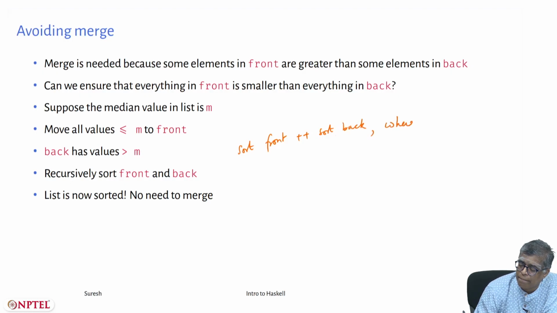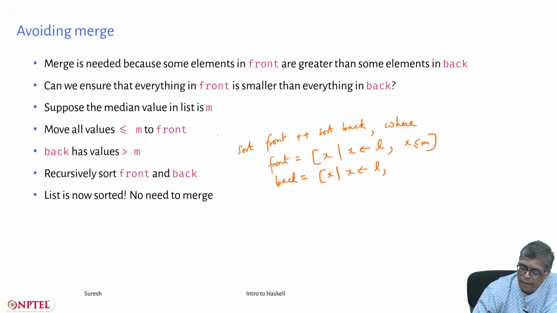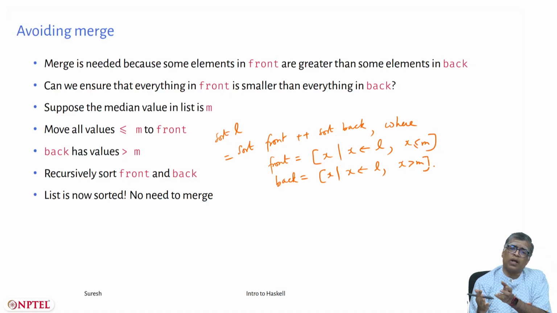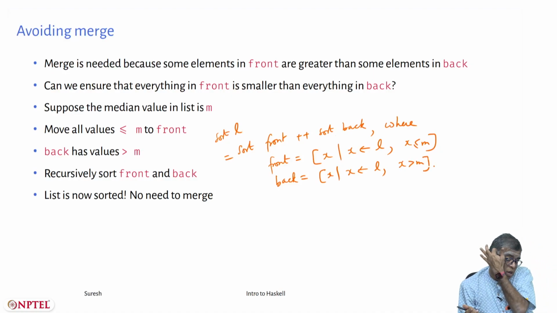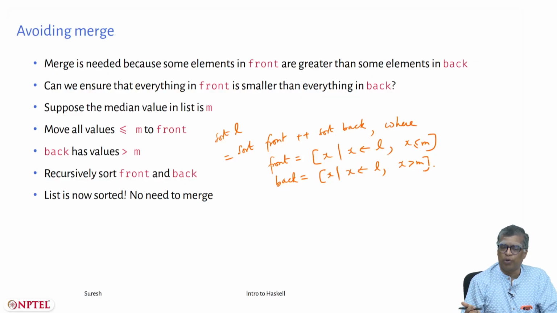where front is all elements from the list such that x is less than or equal to m. Back is all elements such that x comes from the list and x is greater than m, right? So that would be an algorithm, that would be a program, provided you can figure out this median value m.